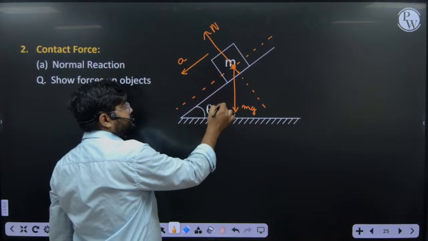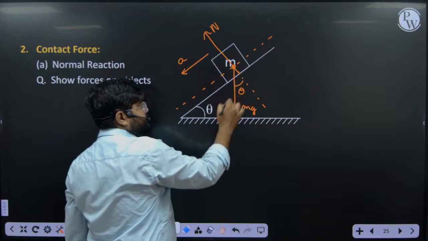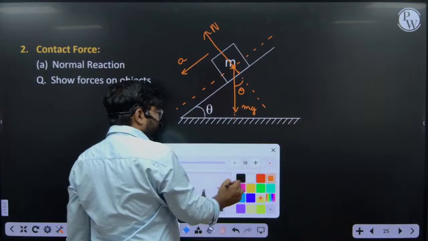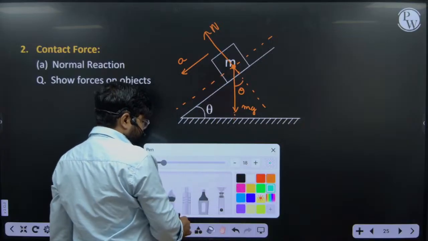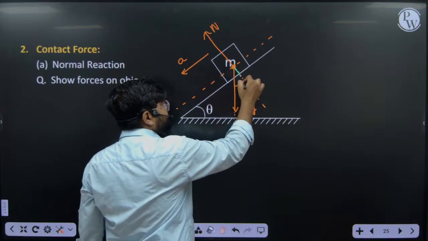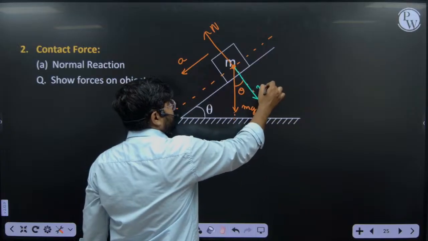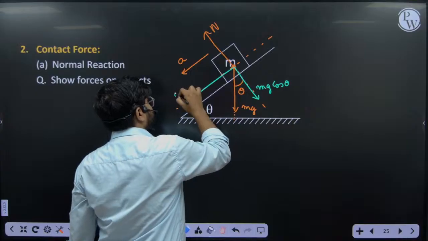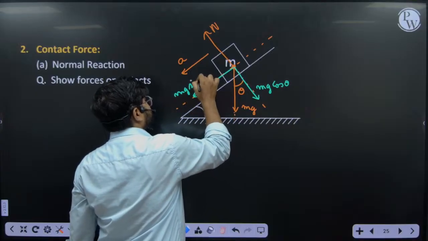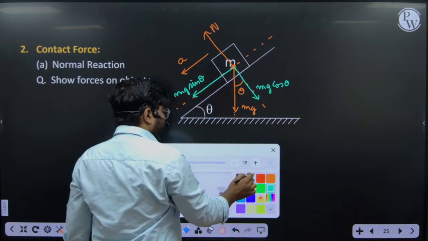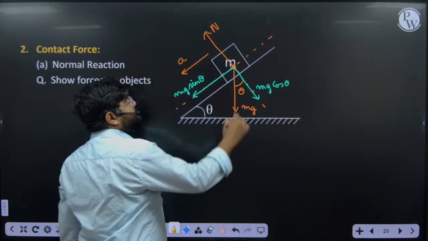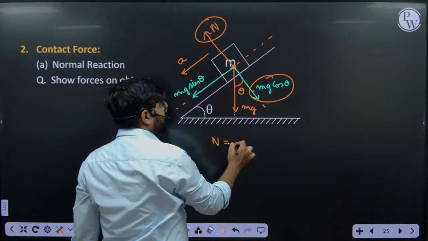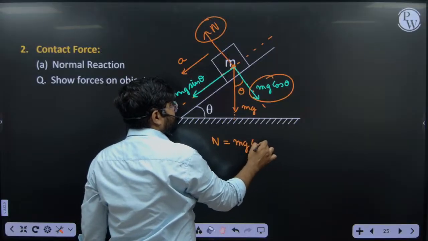Here this angle is theta, so again this angle is theta. By simple geometry, if we break mg, we will get two components: one here, mg cos theta, and the other component here as mg sin theta. Now we can balance this normal reaction with this. So the normal reaction comes out as mg cos theta.